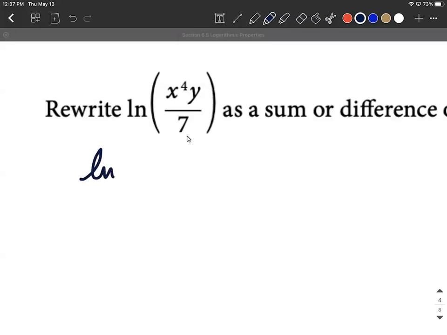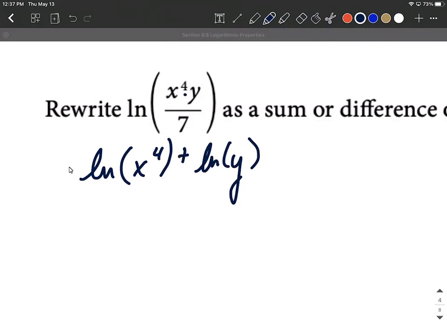So I'm going to start by saying natural log of x to the 4th. X to the 4th is multiplied by everything else. Therefore, it's a factor. So I'm going to give it its own log. It came from the numerator, so it's going to be positive out in front. Natural log of y came from the numerator, positive in front. Natural log of 7 came from the denominator, negative in front.